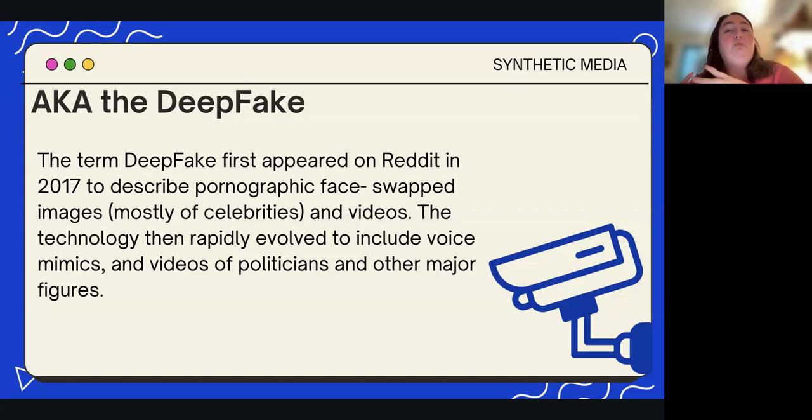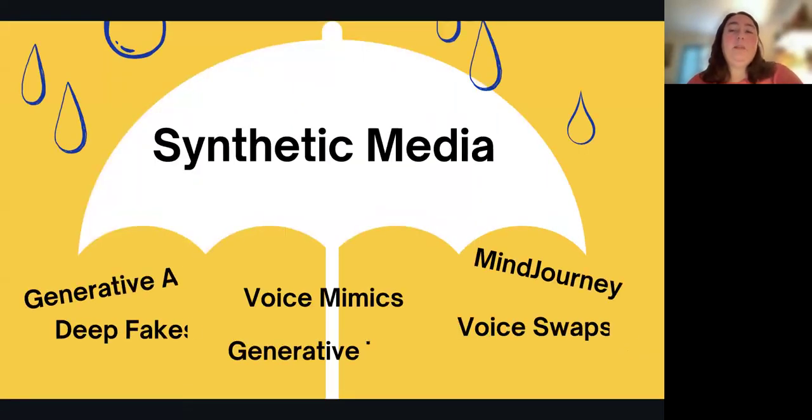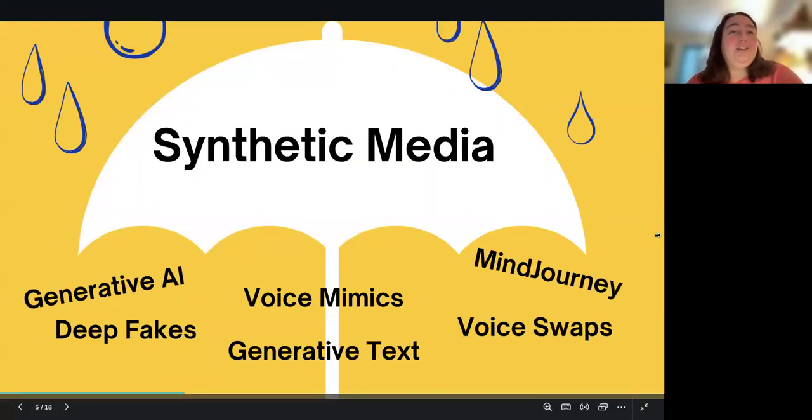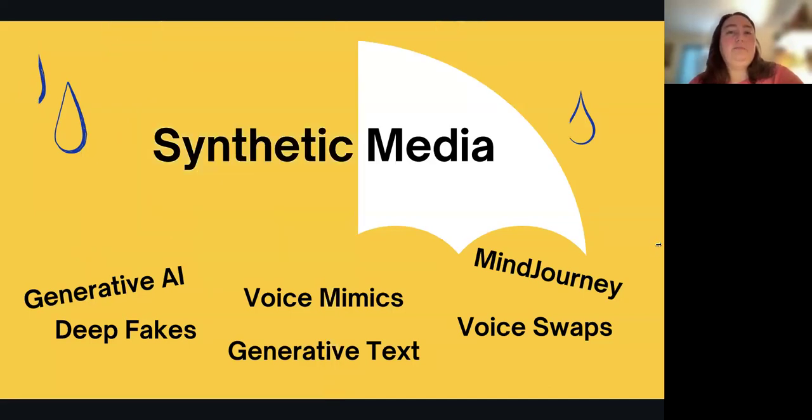And the technology has rapidly evolved to include things like voice mimics, which are being used widely to defraud the elderly, videos of politicians and other major figures. So deepfakes are everywhere. When I'm saying synthetic media, like I said before, it's an umbrella term, so it's covering a lot of different things. It does also include generative text like ChatGPT. But primarily, we're going to be looking at things like deepfakes and voice swaps when we're talking about synthetic media.